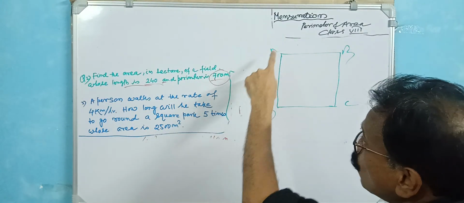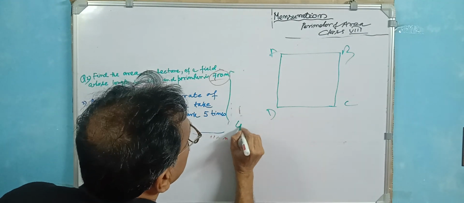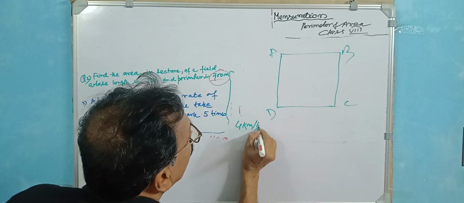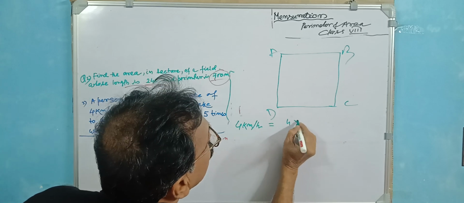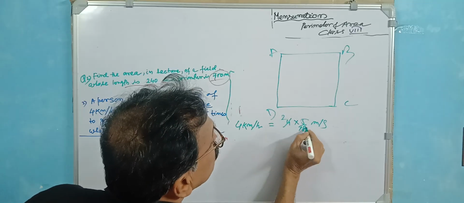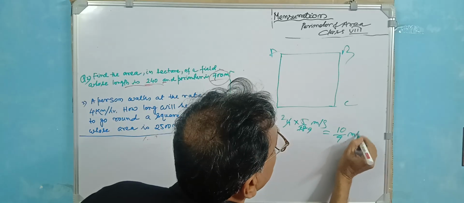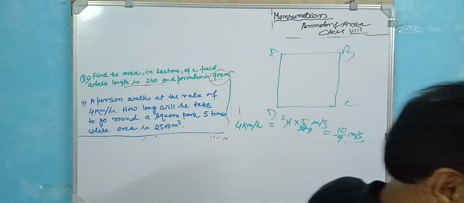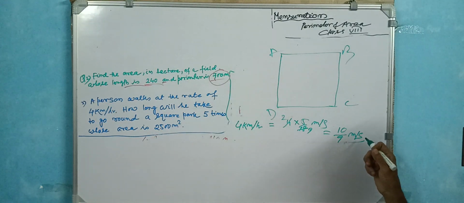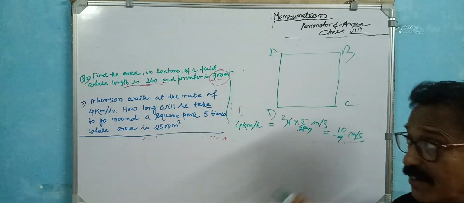A person moves at the rate of 4 kilometer per hour. First, your calculation: convert 4 kilometer per hour into meter per second by multiplying by 5 by 18. This is 2, this is 9. That means actually 10 by 9 meter per second. This is the walking speed. That means in 1 second the person moves 10 by 9 meter. This first one you convert.